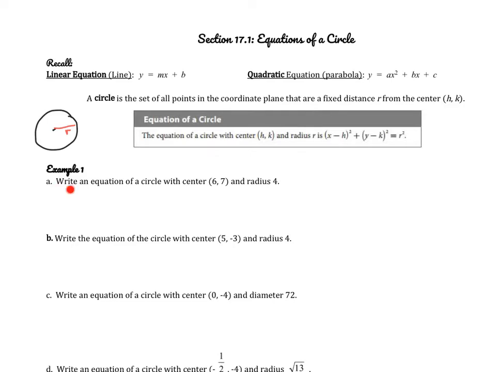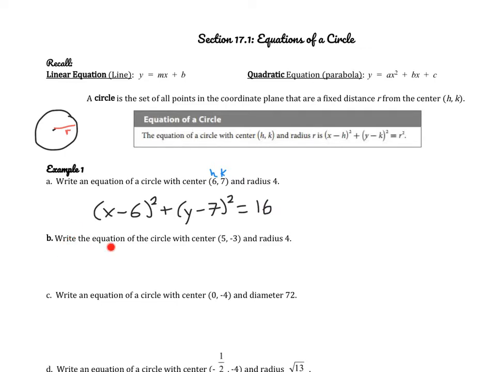So for example 1, first we're asked to write an equation of a circle with a center at (6, 7) and a radius of 4. So we're simply going to plug in these values for h, k, and r. So our formula would be x minus 6 squared plus y minus 7 squared equals 16. Remember, it's always going to be our radius squared. Okay, let's try another one.